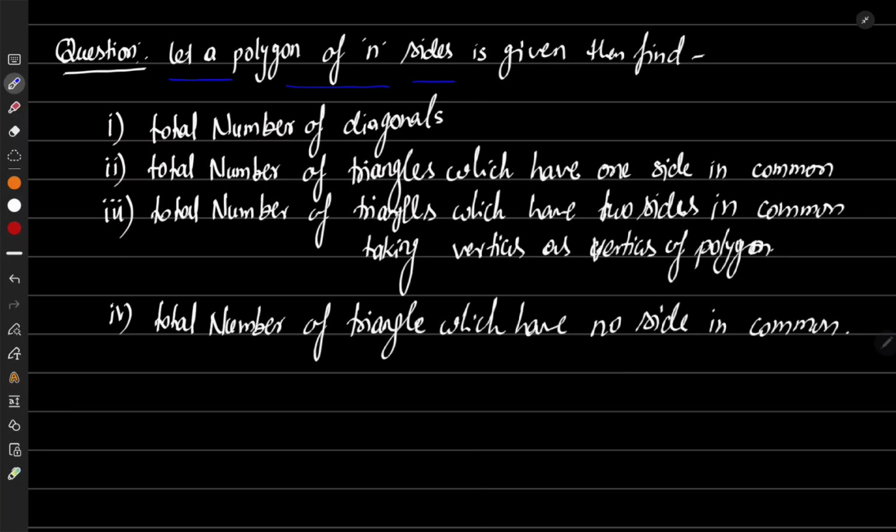of n sides be given. Then find the total number of triangles which have one side in common, the total number of triangles which have two sides in common, where we are taking the vertices of the triangle as the vertices of the polygon, and the total number of triangles which have no side in common. One by one, I'll explain the question in detail.